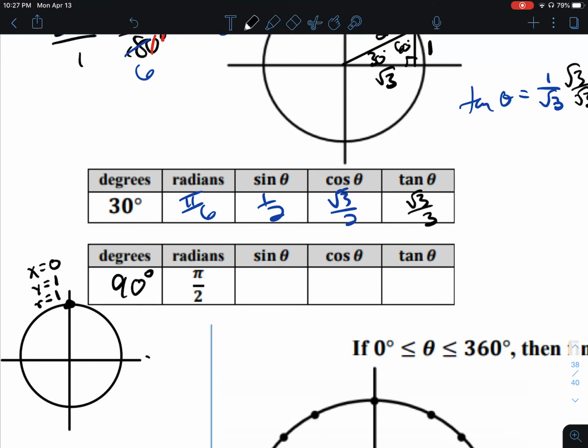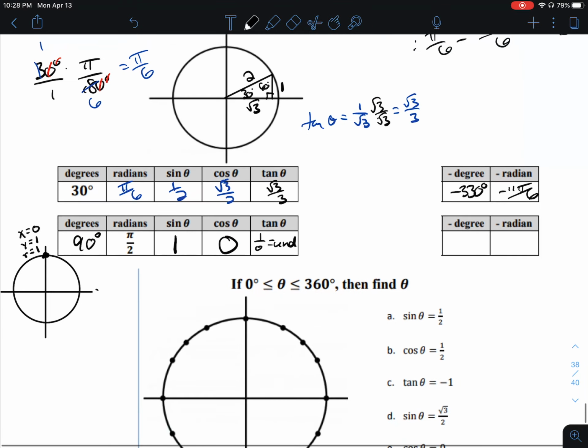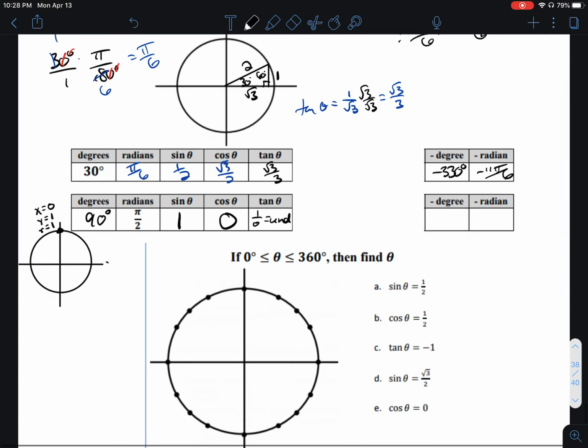What's sine of theta? Sine is y over r. It's 1 over 1, which is 1. Cosine is x over r. That's 0 over 1, which is 0. And tangent of pi over 2 is 1 over 0, which is undefined. That may be shocking to you, but tangent of 90 degrees is undefined.